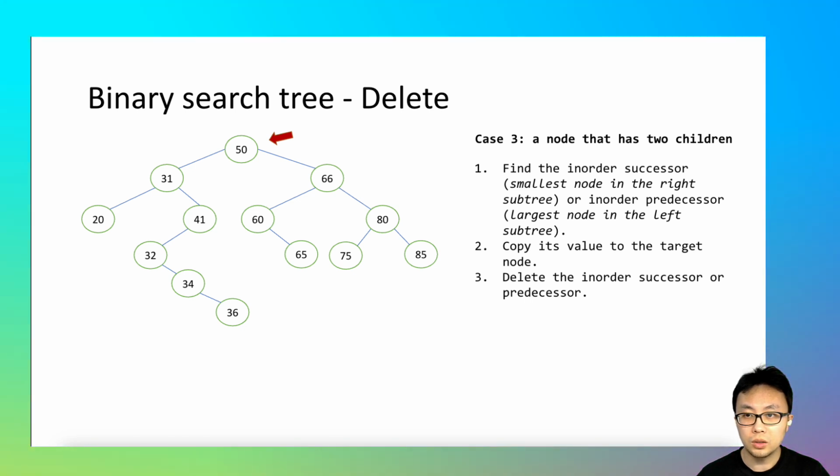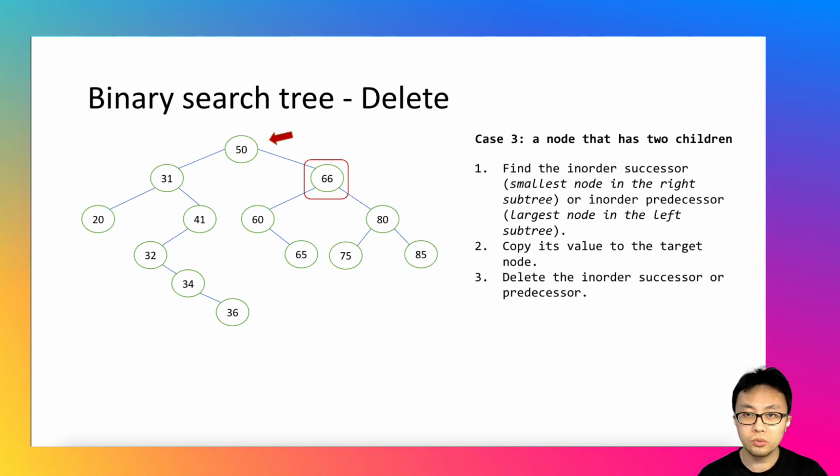We have names for the two nodes where the value may come from. The smallest node in its right subtree is called the in-order successor. The largest node in its left subtree is called the in-order predecessor. Second, you will copy its value to the target node. Third, you will delete either the in-order successor or the in-order predecessor, depending on which node you used its value. Let's use an example to demonstrate how case 3 works. For example, the target node to delete in this binary search tree is node 66.